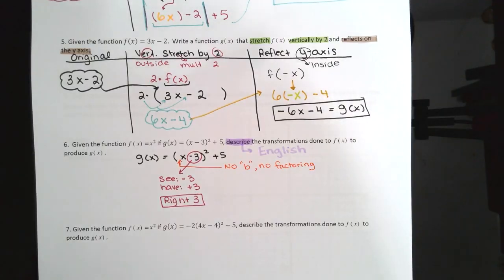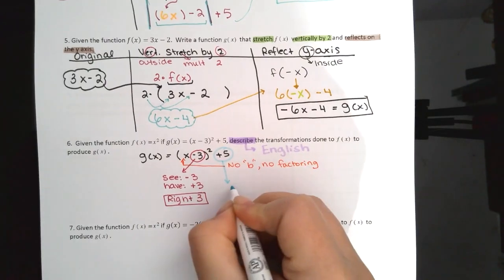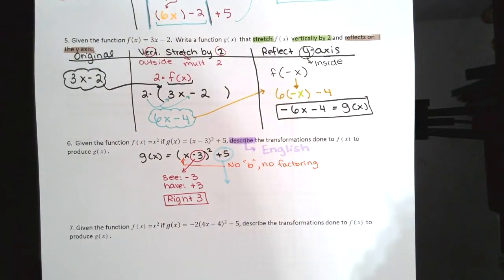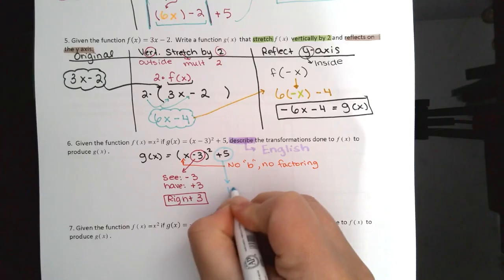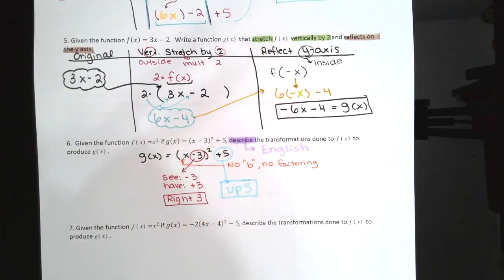Then I have an outside change of plus 5. And again, it's outside. Outside is your K value. K is for keep. So we're going to go up 5. And that's my second change.